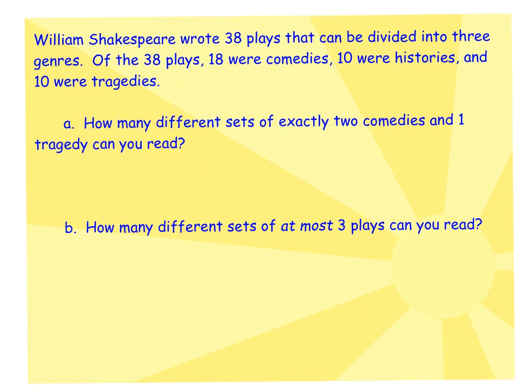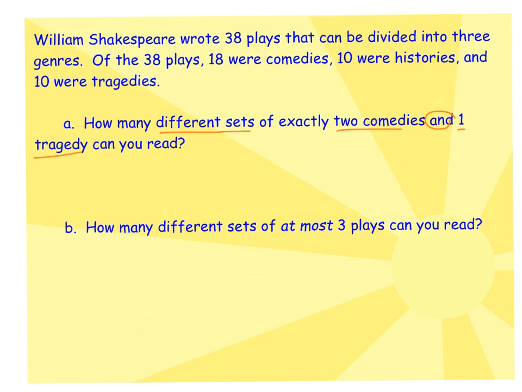Let's change gears and try something kind of different. It says William Shakespeare wrote 38 plays that can be divided into 3 genres. Of the 38 total plays, 18 were comedies, 10 were based on histories, and the other 10 were related to tragedies. How many different sets of exactly 2 comedies and 1 tragedy could you read? Notice it doesn't say anything about reading them in first, second, or third order. That means this would be combinations versus permutations.